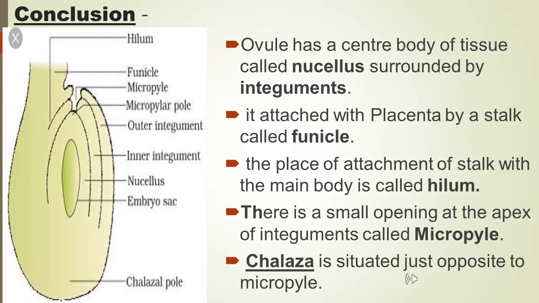Through this video we understood that the ovule has a central body of tissue called the nucellus, surrounded by two integuments. It's attached to the placenta by a stalk called the funicle. The place of attachment of the stalk with the main body is called the hilum. There is a small opening at the apex of the integuments called the micropyle, and the chalaza is situated just opposite to the micropyle. So in the next video we will discuss the remaining part of this chapter. Thank you.